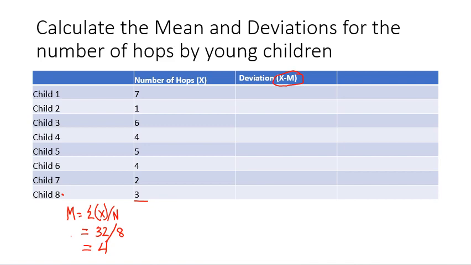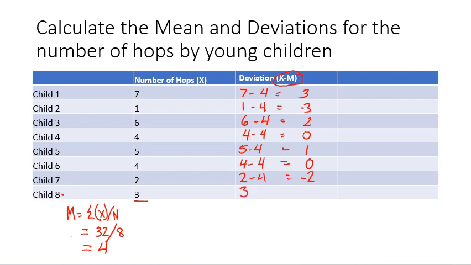so our first child had 7 hops, minus the mean of 4 equals 3. Child 2 had 1 hop, minus 4 equals negative 3. 6 minus 4 equals 2. 4 minus 4 equals 0. 5 minus 4 equals 1. 4 minus 4 equals 0. 2 minus 4 equals negative 2. And 3 minus 4 equals negative 1. These are the deviations that we'll be using when we calculate our standard deviation.